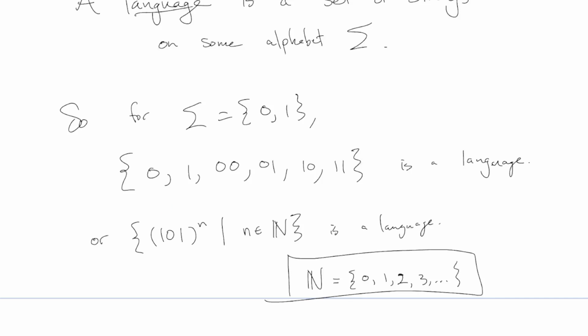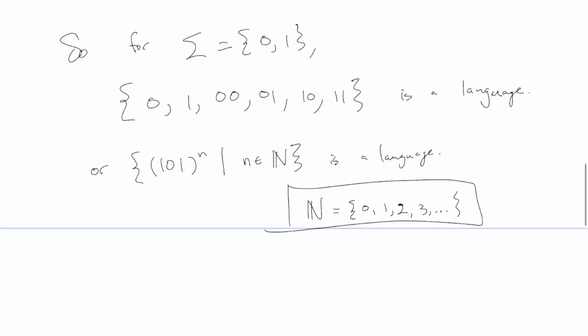It consists of, when n equals 0, the empty string. When n equals 1, it's 101. But you also include when n is 2 or 3 or whatever, and you get any set of strings. That's all that language means. One more example.